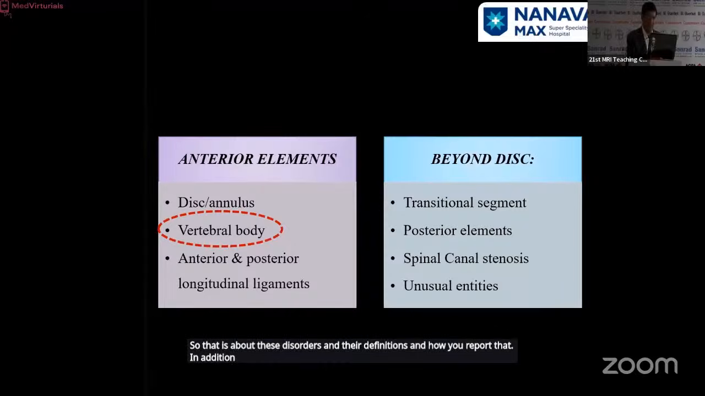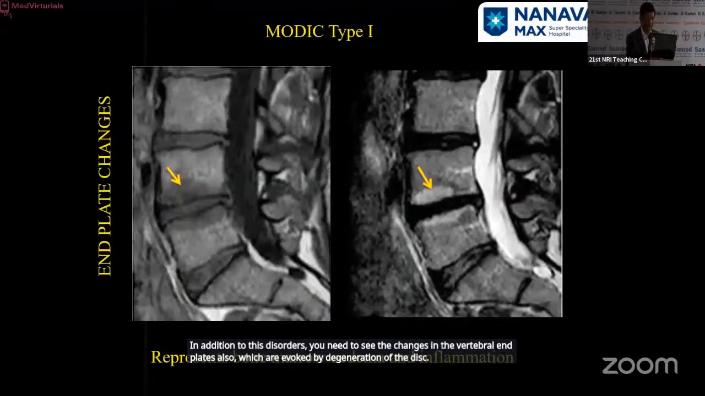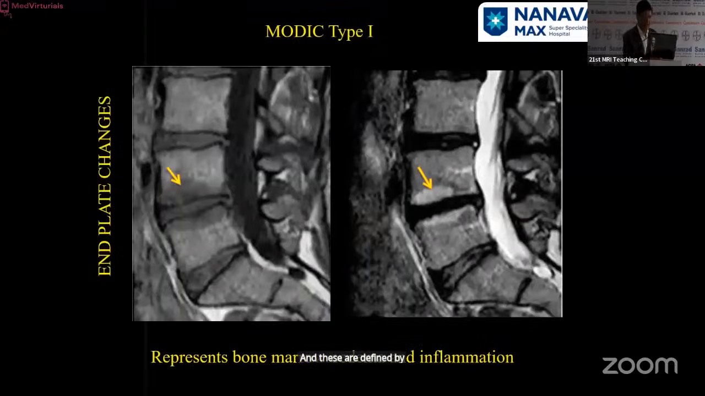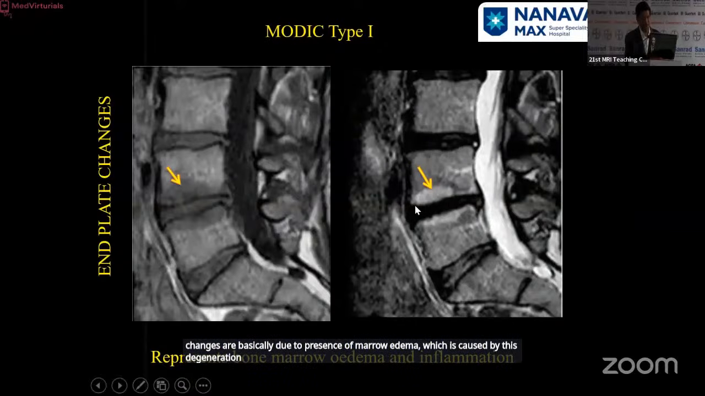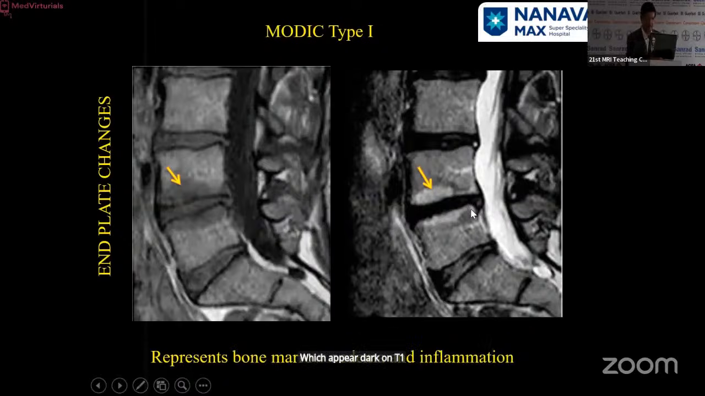In addition to disc disorders, you need to see the changes in the vertebral end plates also, which are evoked by degeneration of the disc. And these are defined by Modic into 3 types. The first one, grade 1 degenerative end plate changes, are basically due to the presence of marrow edema, which is caused by this degeneration and rupture of the annulus along the end plates.